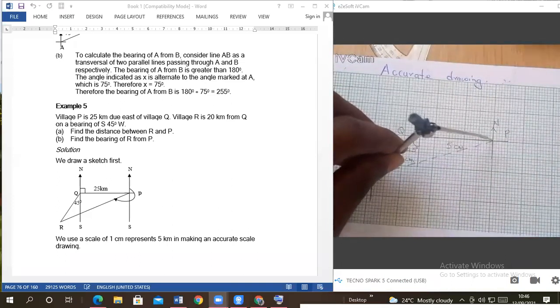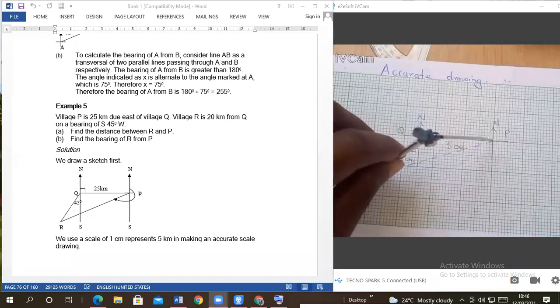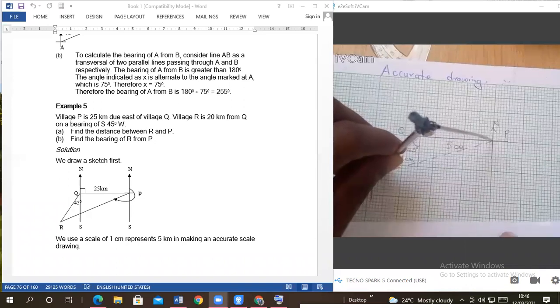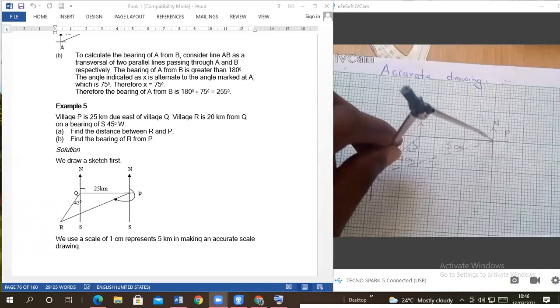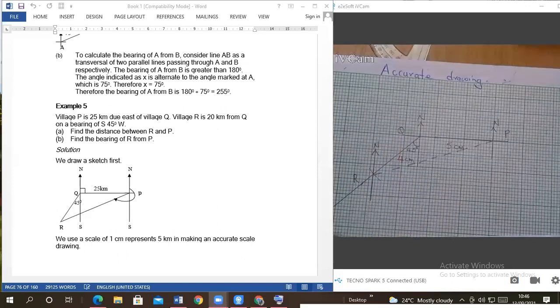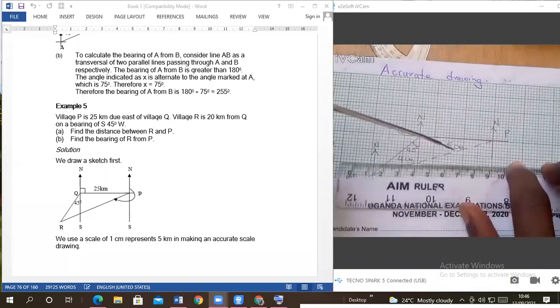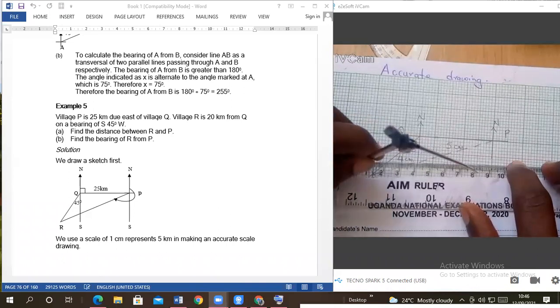Have you seen that? Members, have you seen that? Cut it without adjusting. Then put it on your ruler. What is that distance? What have you got?